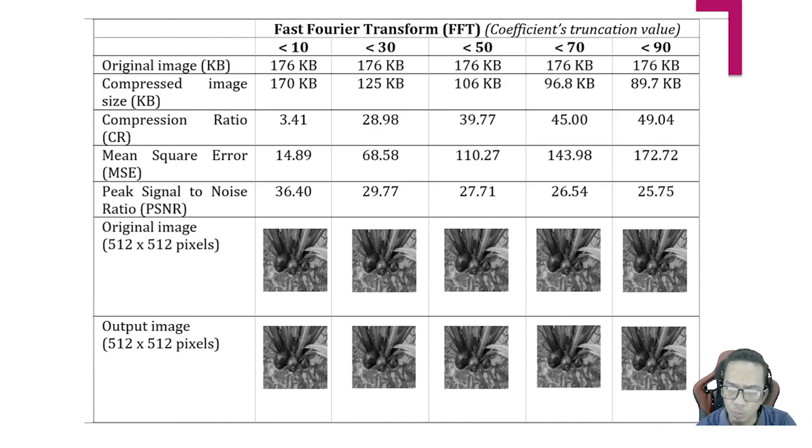To get more values of compression ratio, I used 5 different truncation values on one sample image. Here I am using 10, 30, 50, 70 and 90. It shows that a truncation value below 90 gives the highest compression ratio, compared to the previous work done in the other papers.